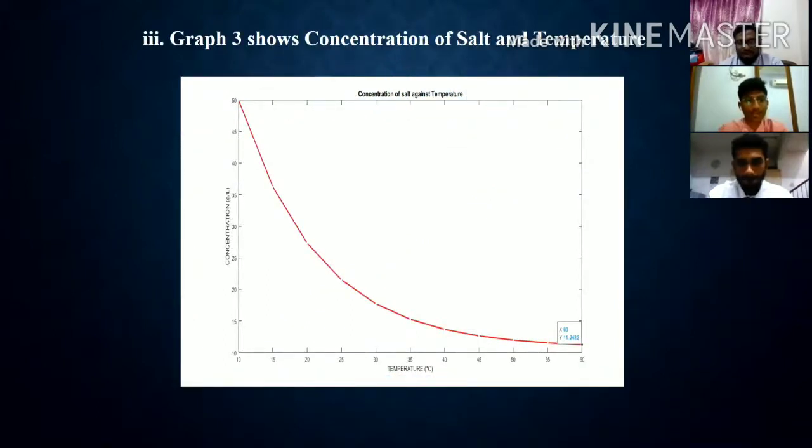This graph 3 shows the concentration of salt and temperature. This graph shows the temperature against concentration of salt. The graph shows that the concentration of salt decreases with temperature. For instance, when the temperature was at 0 degrees Celsius, the concentration of salt was at 50 gram per liter. But when the temperature was at 60 degrees Celsius, the concentration of salt becomes 11.243 gram per liter.